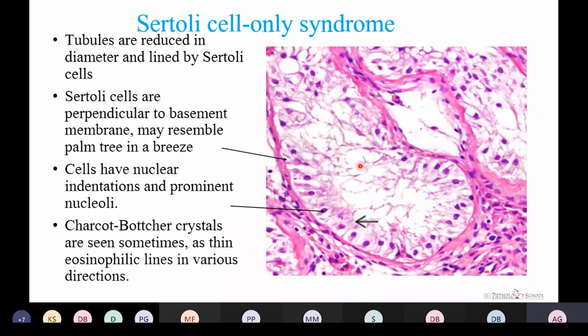In the microscopic section, we can see that the tubules are reduced in diameter and lined by Sertoli cells only. The Sertoli cells are arranged perpendicular to the basement membrane and may resemble a palm tree in a breeze. The cells have nuclear indentations and prominent nucleoli, and sometimes thin eosinophilic lines are present in various directions, which are known as Charcot-Böttcher crystals.